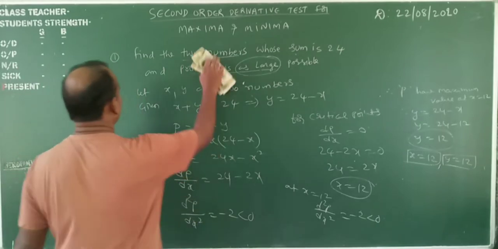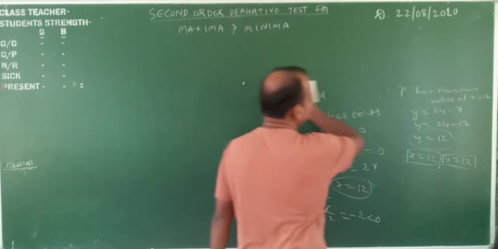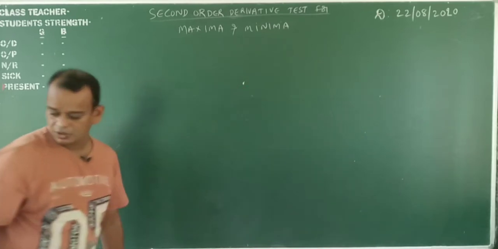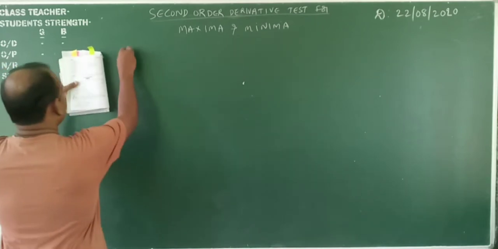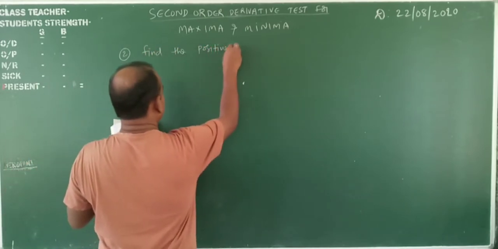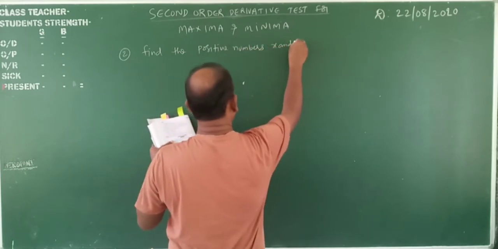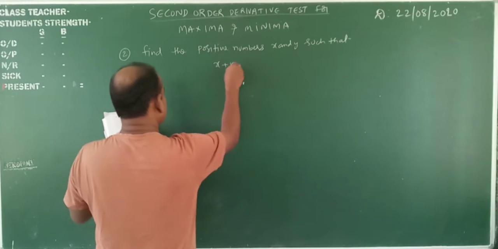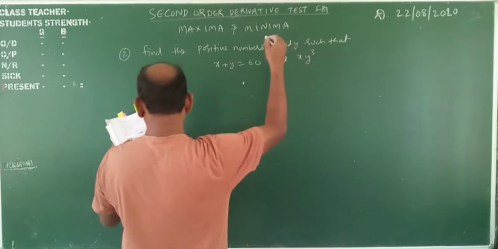Okay, now we are going to the next problem. Very, very simple problems, my dear students. Find the positive numbers x and y such that x plus y is equal to 60 and x y cube is maximum.